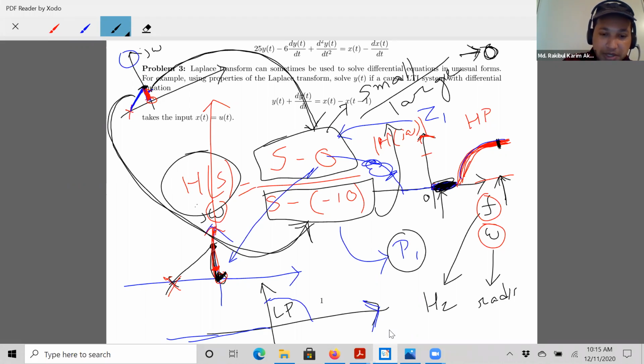So low pass filter means for very small frequencies around zero, its value is high. Say its value is one or some value. But when frequency is very large, it becomes zero. That's the low pass filter. But your question is not for low pass filter.